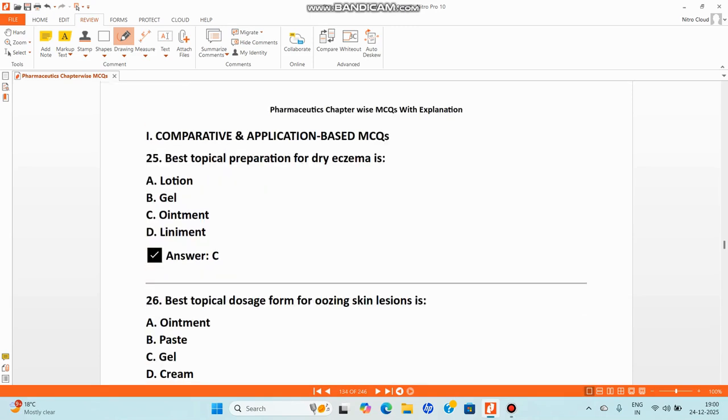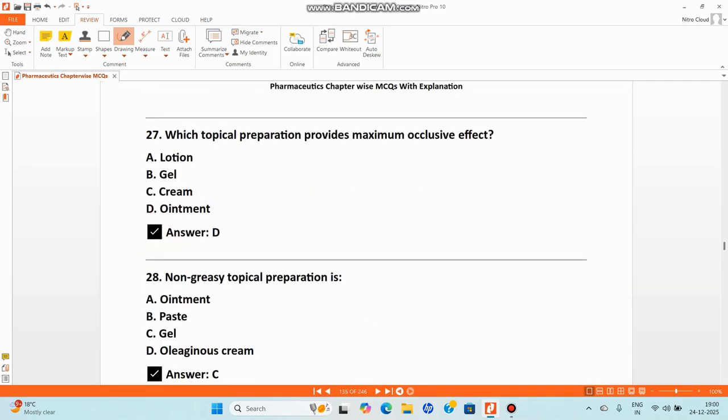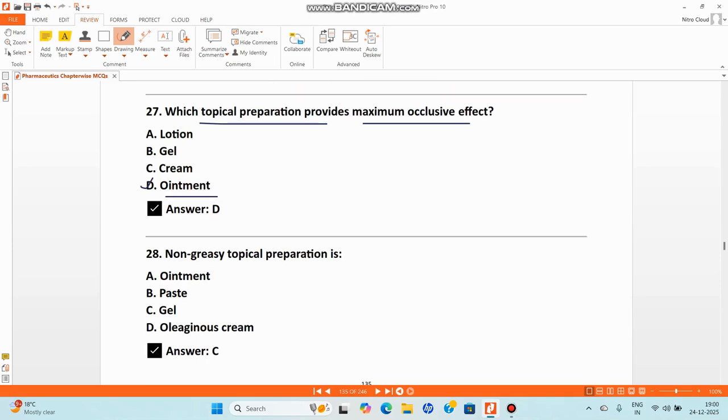Okay. So next, best topical preparation for dry eczema. The answer will be C, ointment. Best topical dosage form for oozing skin lesion. The answer will be paste. Next, which topical preparation provides maximum occlusive effect? The answer will be D, ointment provides maximum occlusive effect.